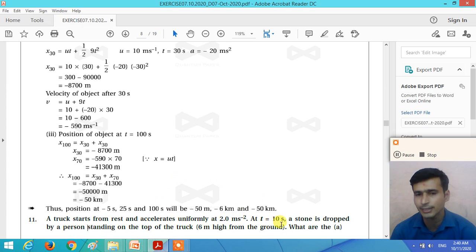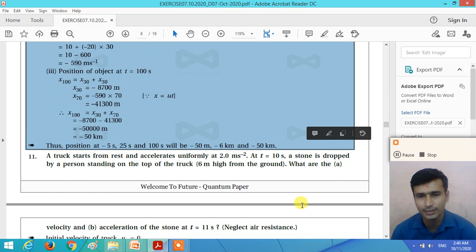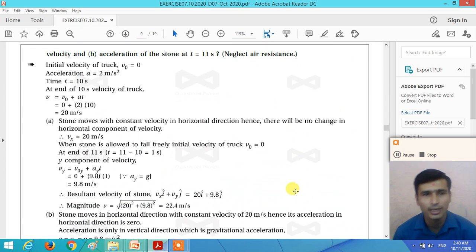At t is equal to 10 second, a stone is dropped by a person standing on the top of the truck, 6 meter high from the ground. A person is standing on the top of the truck, which is at 6 meter height from the ground. So the distance from which the stone will be dropped is given to you. What are the velocity and the acceleration of the stone at t equal to 11 second?